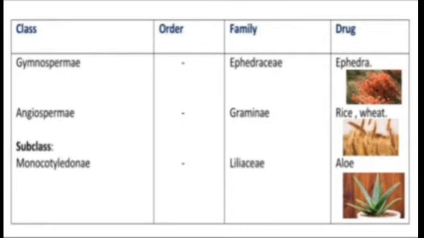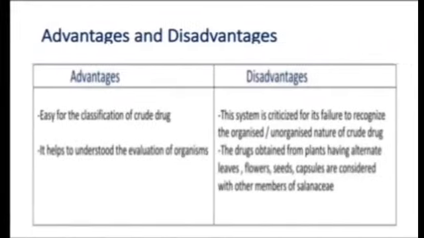Taxonomical classification involves class, order, family and drug. First, class is Gymnosperm, order is not given, family is Ephedraceae, drug is Ephedra. Angiosperm class, order is not given, family Graminae and drug is rice and wheat. Subclass Monocotyledon, order is not given, family is Liliaceae, drug is aloe.